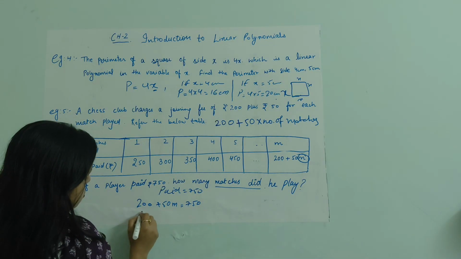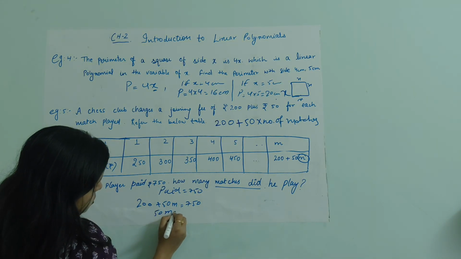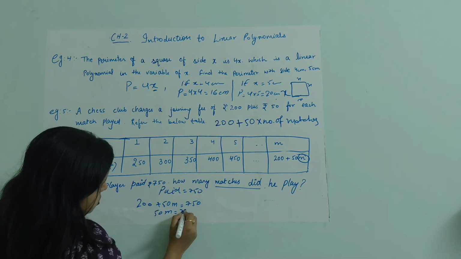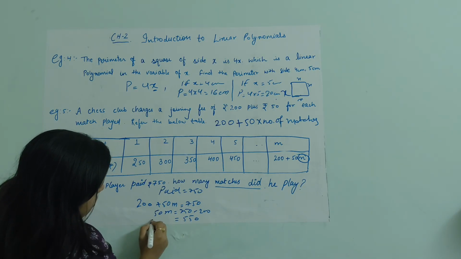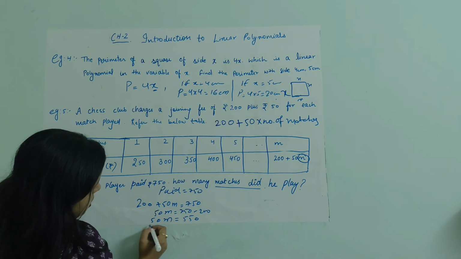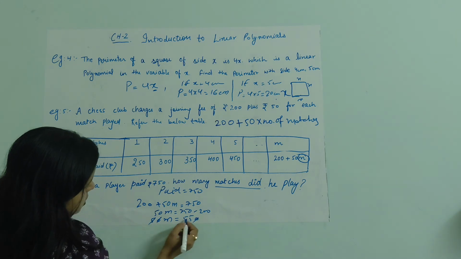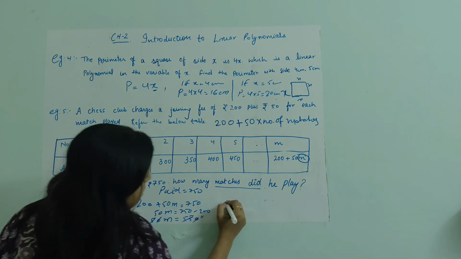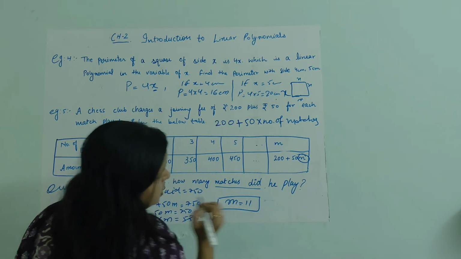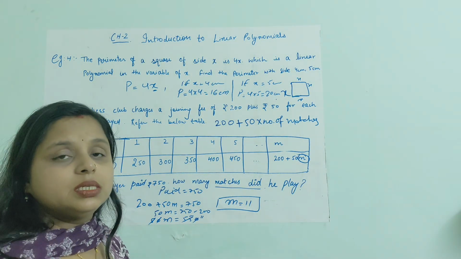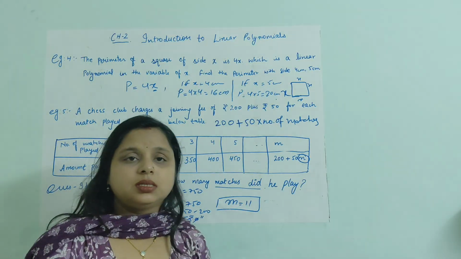So we can say 50m equals 750 minus 200, that is 550. 50m equals 550, so m is 11. That means m equals 11 is the total number of matches that he has played. So the person has played 11 matches.